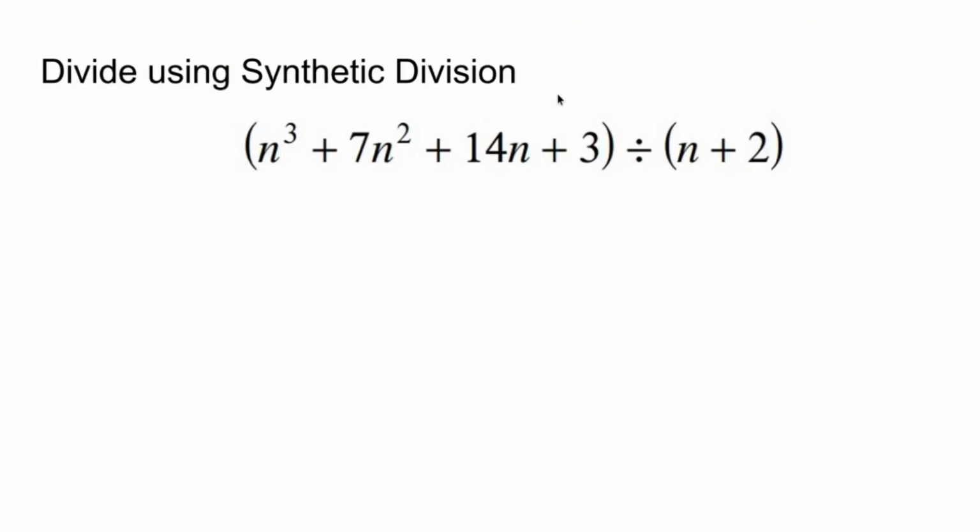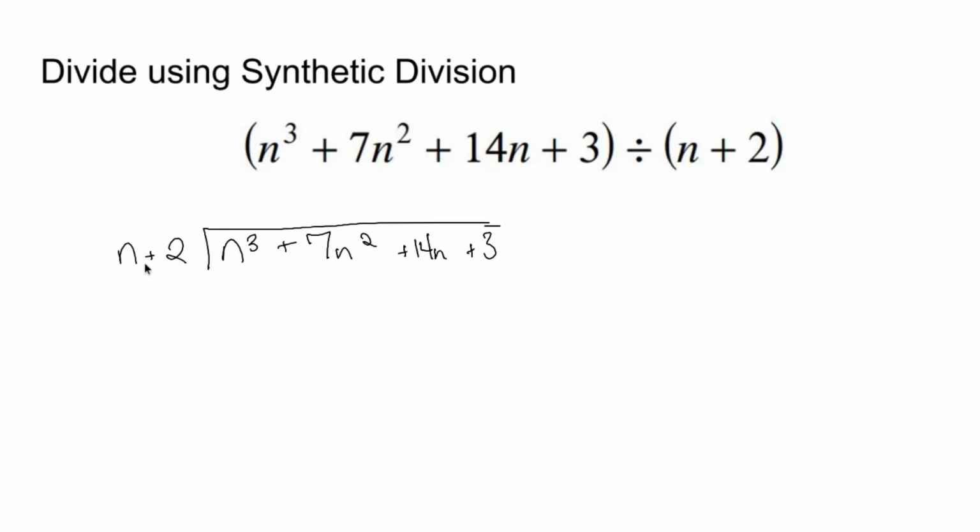Divide using synthetic division. Let's set up our synthetic division problem. We have n plus 2 being divided into n cubed plus 7n squared plus 14n plus 3. Fortunately, everything is in order the way we want it to be. We're not missing anything in between. All is well, we can do the problem.